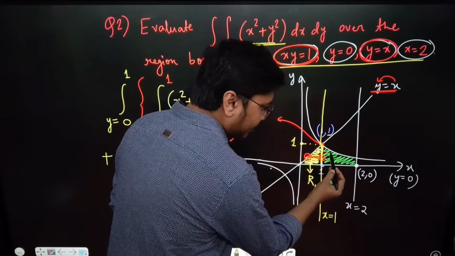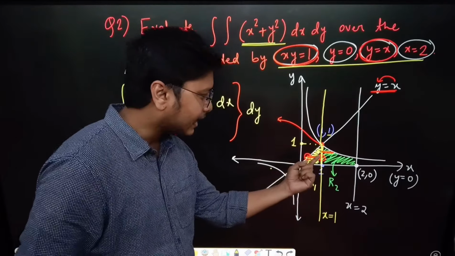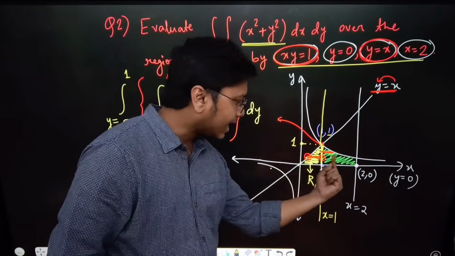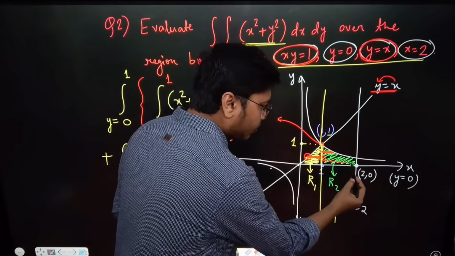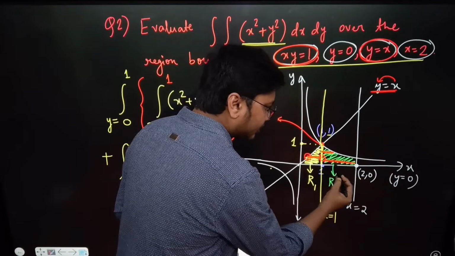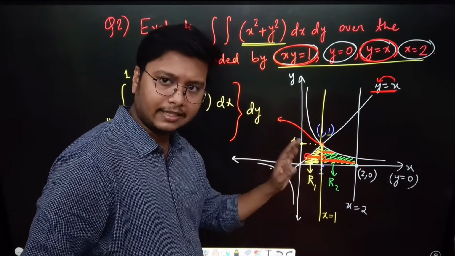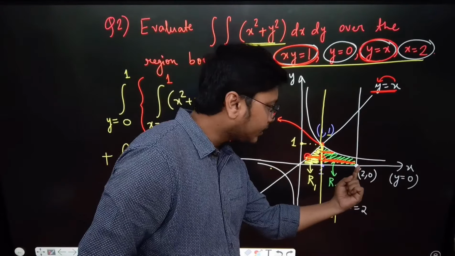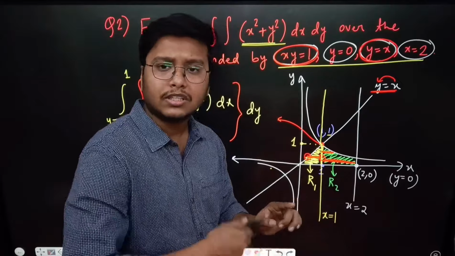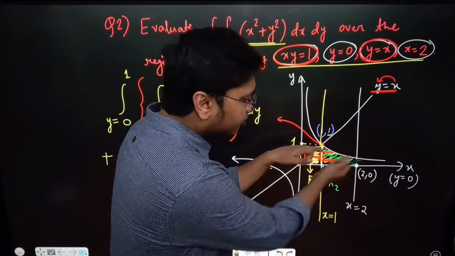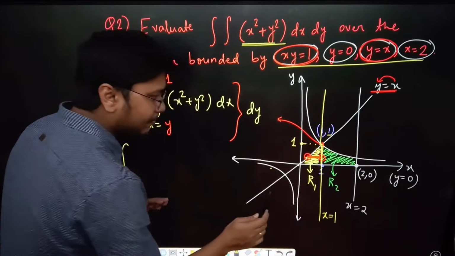Because see, in the upper region, this red strip on the left hand side is connected with the vertical line, on the right hand side connected with the hyperbola. But if I go a little bit more down and draw the same strip, now again it is connected on the left hand side with the vertical line, that's fine. But on the right hand side, now it's not connected with the hyperbola, it's connected with the vertical line x equals to 2. So the curve is changing. Then again I have to break it up into two parts, and I don't want to do that. So I want to simplify my calculation.